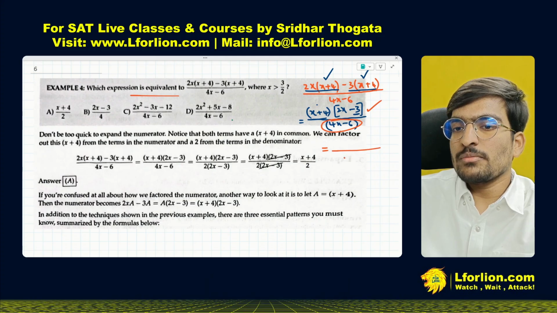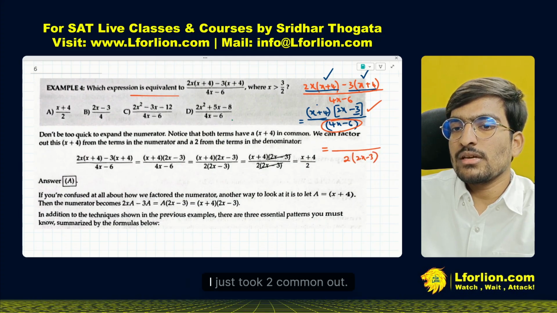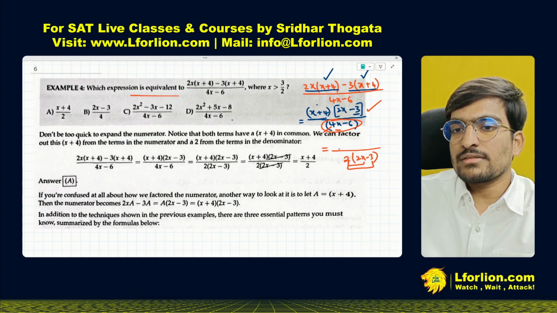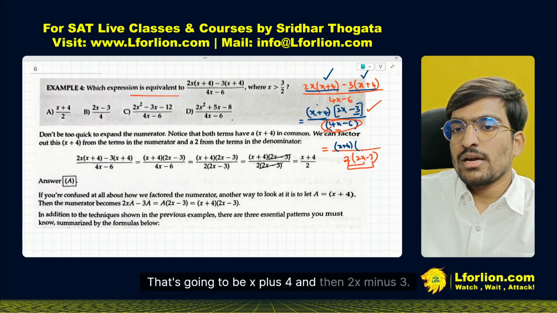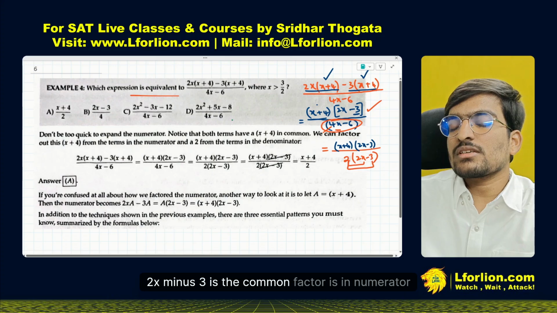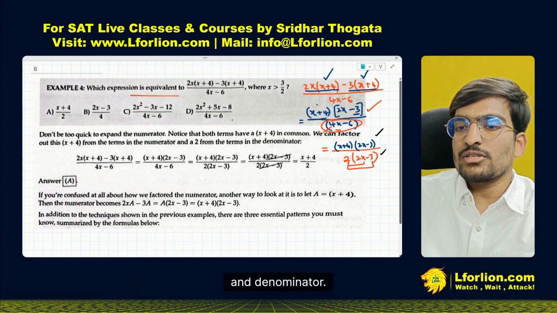So in the denominator, if we take 2 common, that's going to be 2x minus 3. I just took 2 common out. So then it's 2 into 2x will be 4x, 2 into 3 will give out 6. And the numerator will be as it is. That's going to be x plus 4 and then 2x minus 3. So now you see 2x minus 3, 2x minus 3 is the common factor in numerator and denominator.